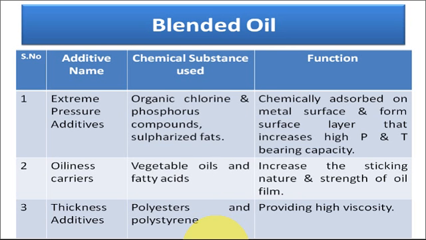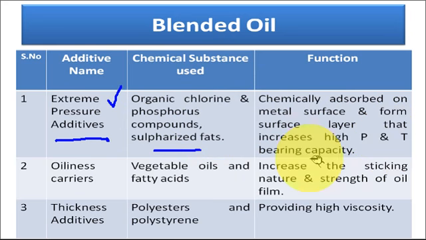Various types of additives may be used to form the blended oil. So let us have a look at these additives. First are the extreme pressure additives. Extreme pressure additives are basically organic chlorine, phosphorus compounds or sulfurized fats. So what is the function of these chemical compounds known as extreme pressure additives?